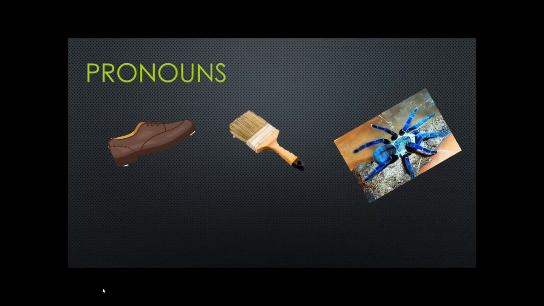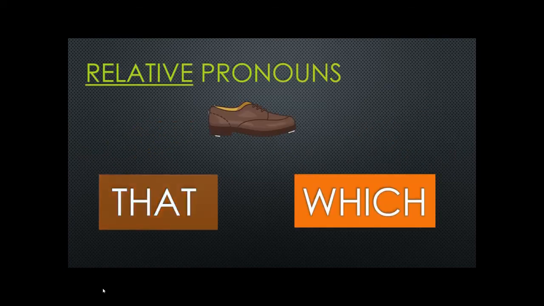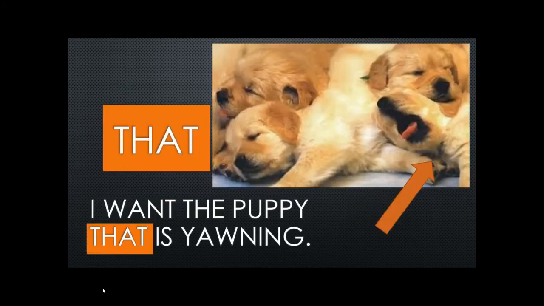Last, sometimes we're describing a thing. If you would use it in a sentence, now you're going to choose between that and which. Be careful though, these are special. We spent a couple of days determining whether clauses are essential or non-essential. You're only going to use that if your clause is essential. If you're pointing out that one, I want the puppy that is yawning. I want that puppy.